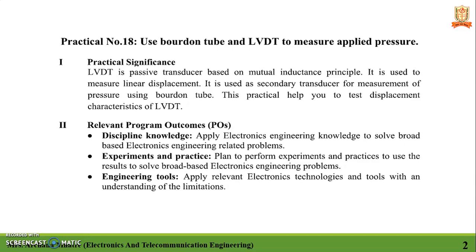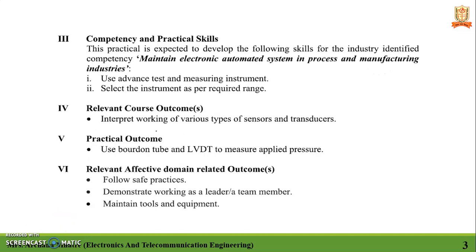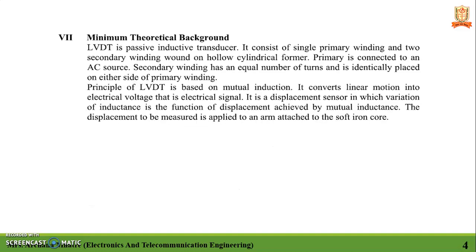Relevant program outcomes are discipline knowledge, experiments and practice, and engineering tools. Competency and practical skill is to maintain the electronic automated system in process and manufacturing industries, use advanced test and measuring instruments, and select the instrument as per required range.